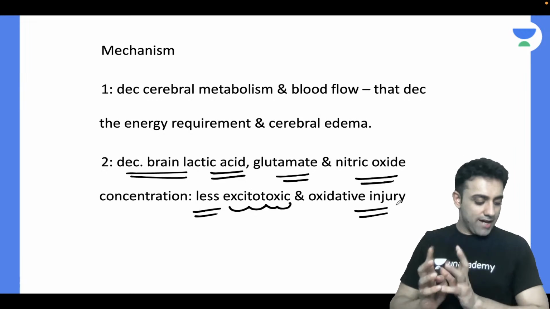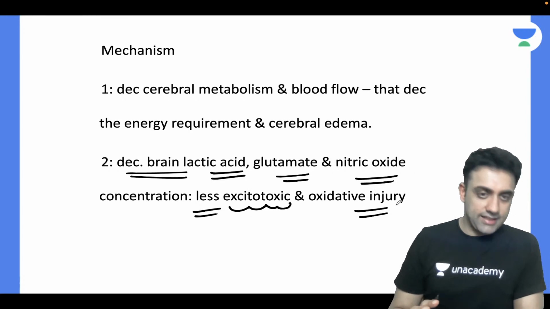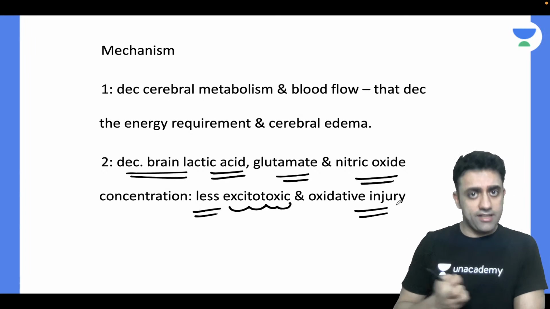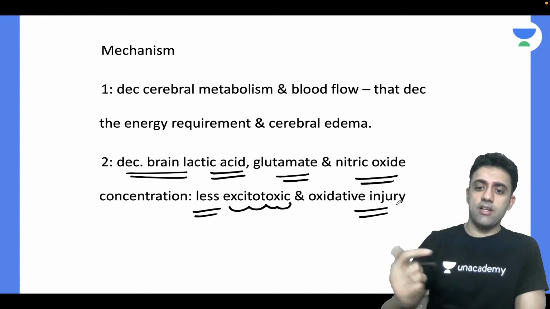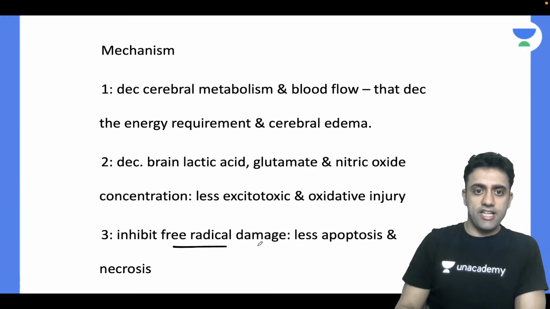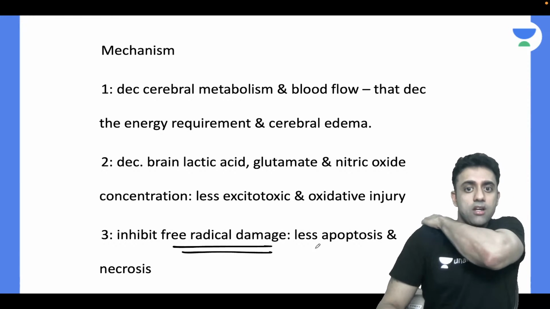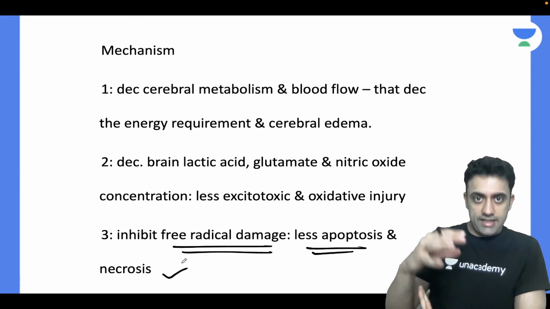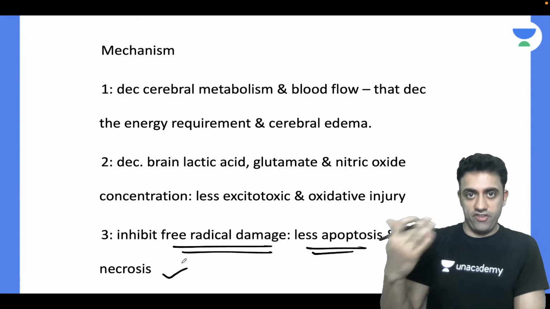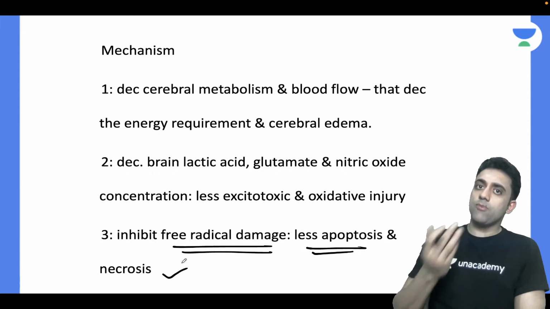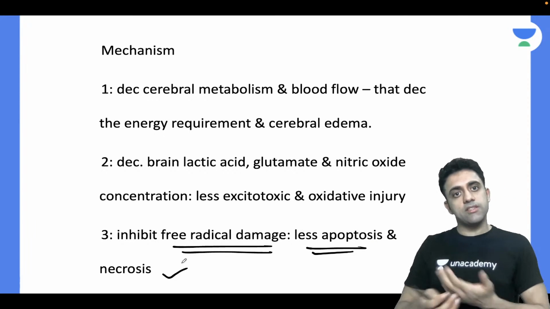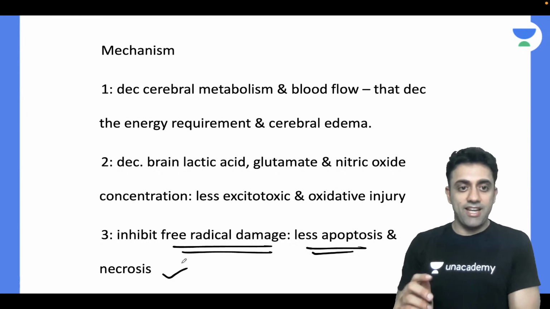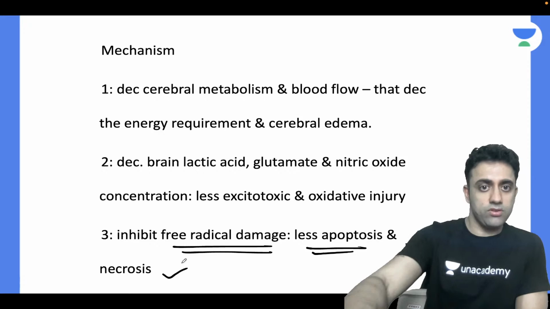Are you understanding? So you have to channelize your mind. Okay, yes, exactly. So number one, decrease cerebral metabolism, decrease blood flow, decrease free radical production, you can say. And if free radical production is less, apoptosis will also be less and necrosis will also be less. Whenever there is decreased free radical damage or production, there will be decreased apoptosis and decreased necrosis. It is as simple as that. So these all are the mechanisms of therapeutic hypothermia.